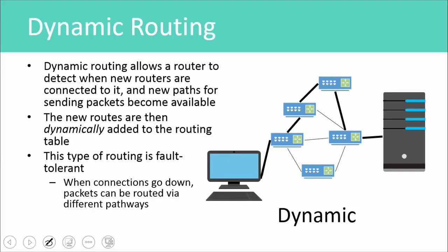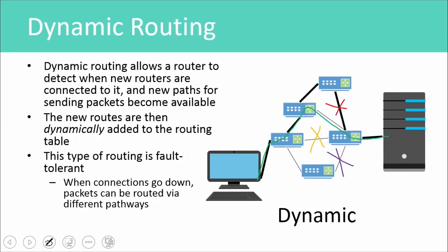Automatic, just adjusts. This type of routing is fault tolerant because if you have a connection that goes down, maybe you have like 3 connections that go down, right? Guess what? I can still send my data down a pathway to the server.